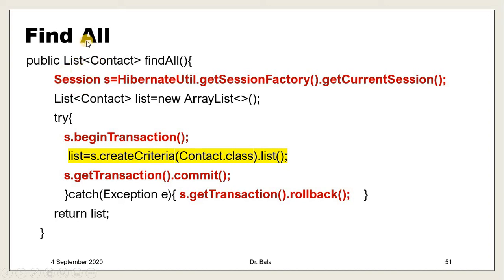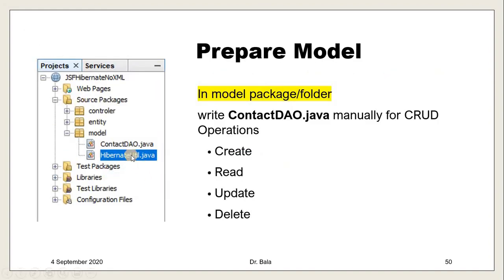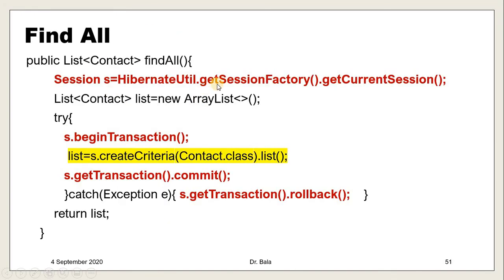So in every class we need a session, and we need a transaction, and we are going to commit the transaction. If any error is there, we are going to roll back. The parts in red color are common. For example, the session object is equal to the Hibernate utility, which we prepared earlier. This Hibernate utility class we are calling, because both are in the same folder. We get the session factory, and from the session factory we will get the session.